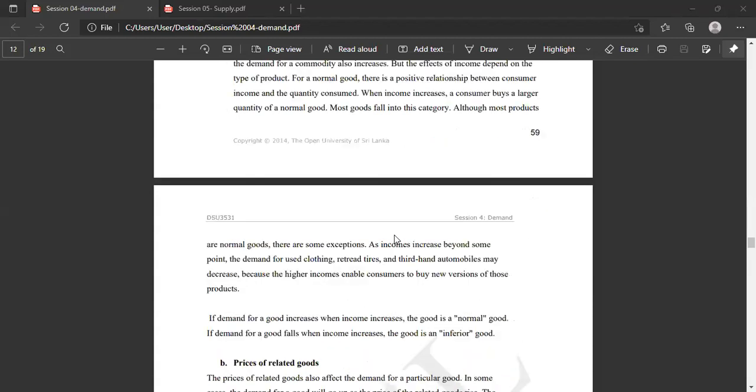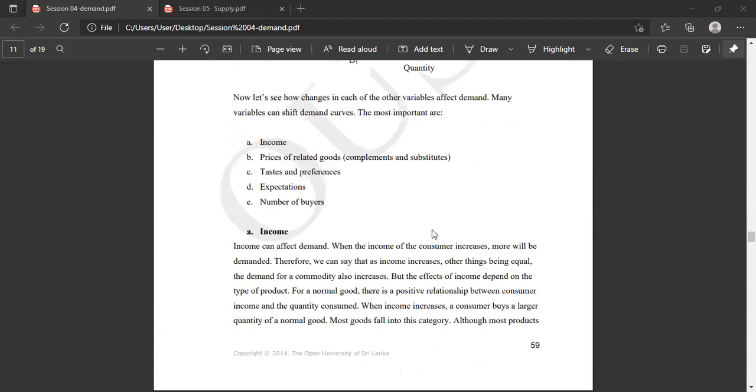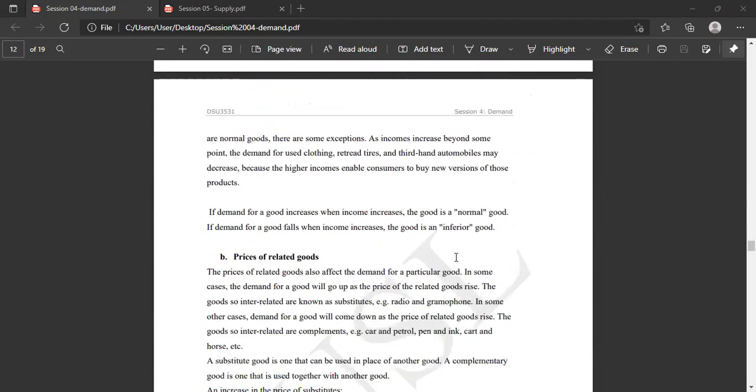So now in your textbook, some of the sentences use complicated words. That's why you don't understand. So those things I will simplify and tell you. Did you all understand this simplified information? Yes, sir. Right. So income is a factor that determines demand. Income and demand have a positive relationship for normal goods and a negative relationship for inferior goods.